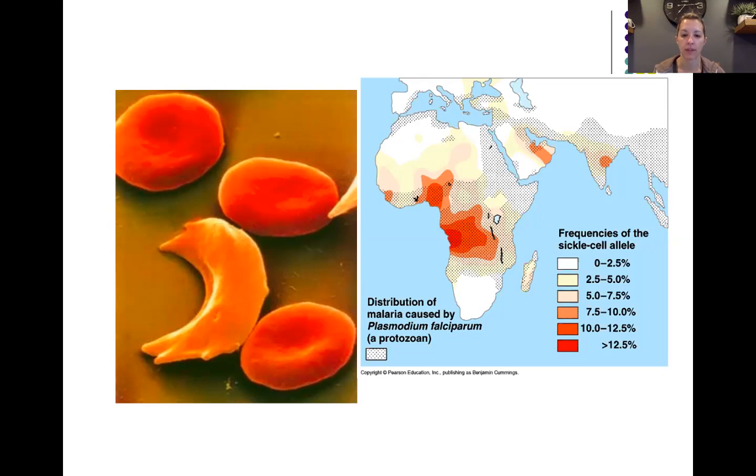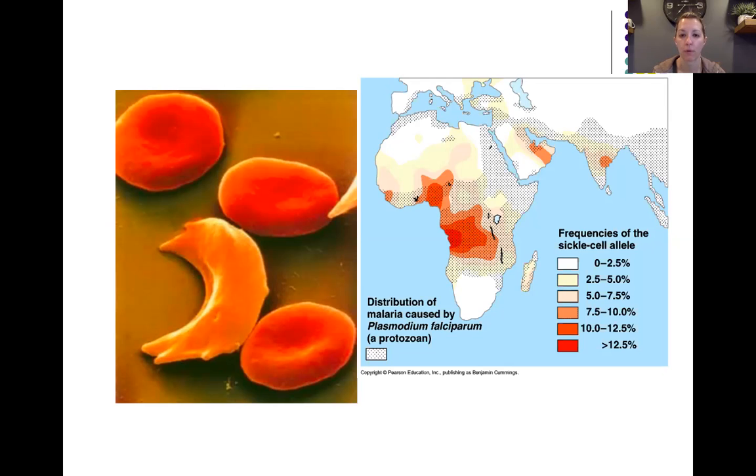You'll also notice that there is the distribution of malaria caused by the protozoa that lives in mosquitoes, and that is represented by the dots everywhere. So in areas where you don't have that mosquito, you're not really going to see the sickle cell allele. You can see that those are the white areas, or it's going to be much lower. And in areas where you have a higher frequency of the sickle cell allele, you will notice that it corresponds to areas where malaria is prevalent.